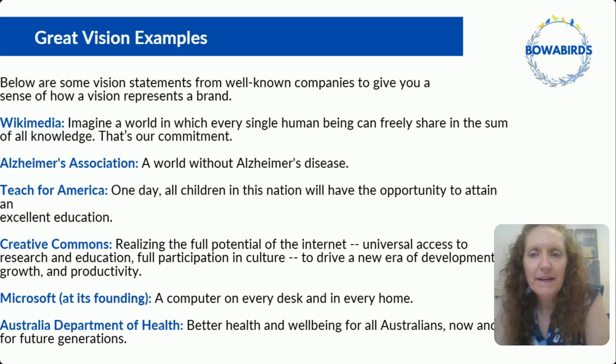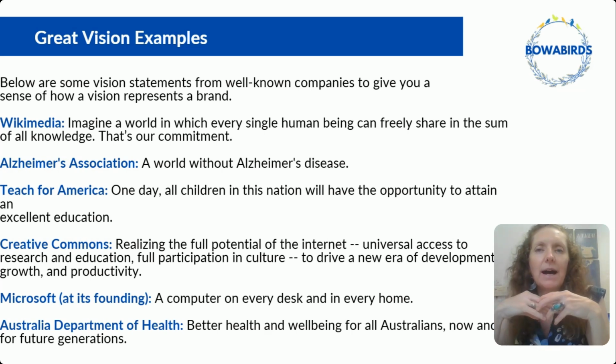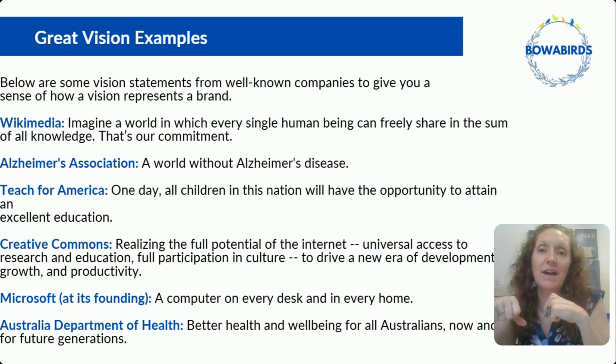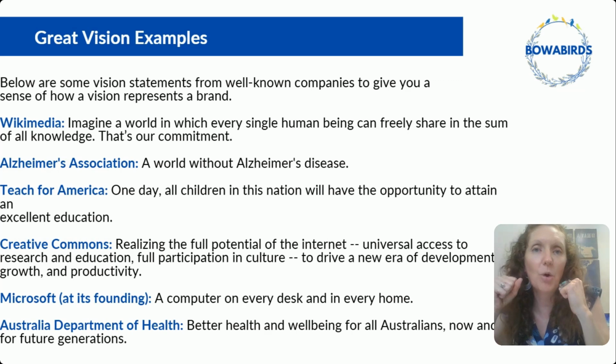Teach for America. One day, all children in this nation will have the opportunity to attain an excellent education. Again, we know what it's about. We know who it's for. We know what the time frame is. It's quite specific. Again, to make it more visionary or more action oriented, I'd probably say all children in this nation have the opportunity to attain an excellent education. That would make it even more punchy.